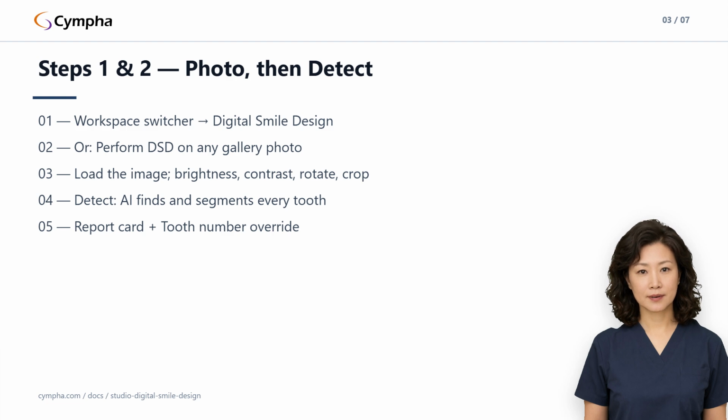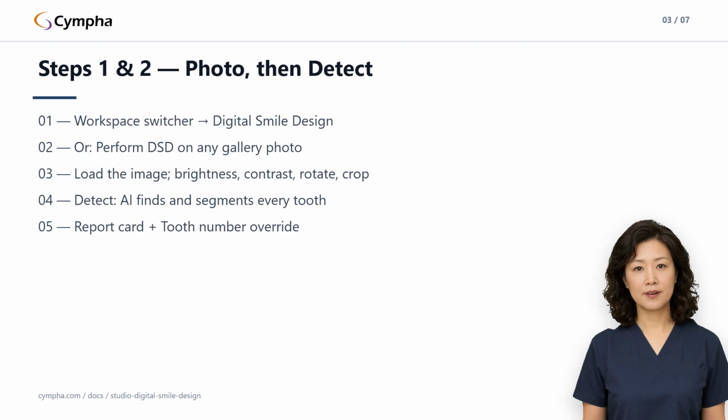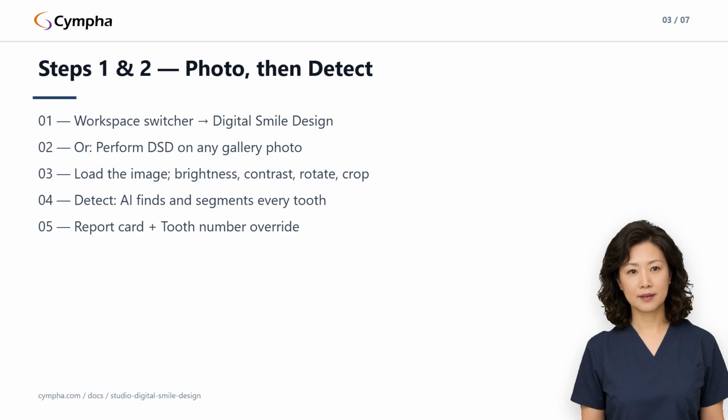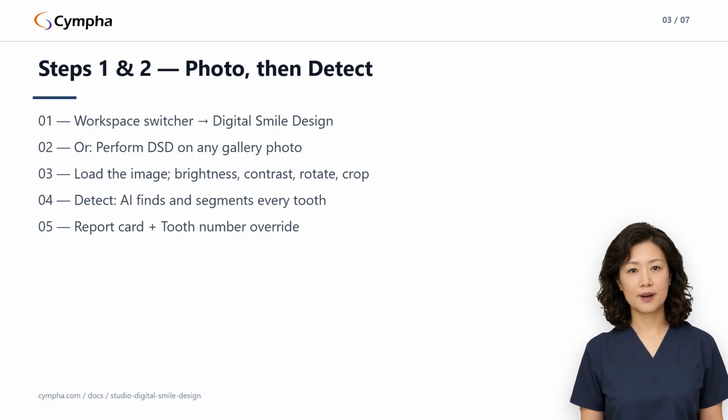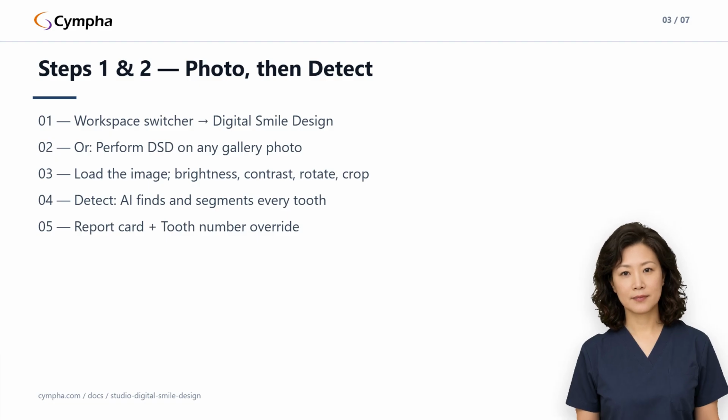Step 2. Detect. Click the primary action and Studio runs an in-browser AI pass that finds every tooth and segments it cleanly, then analyzes the result. The arch split into upper and lower, per tooth labels from central to molar, the midline, the smile arc, and a report card with central width and height, incisal cant, midline offset, and the lateral to central ratio. The working rule: trust the AI for detection. Override for numbering. If a label is off on an imperfect shot, the tooth number dropdown corrects any individual tooth.